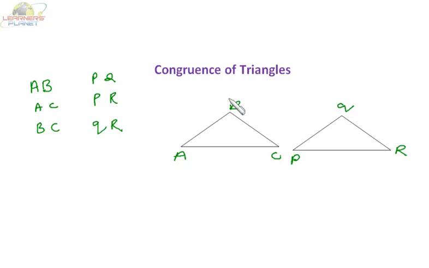Apart from that, it is also necessary that the three angles of this triangle should be congruent to the three angles of this triangle. That means angle A, angle B, and angle C should be congruent to angle P, angle Q, and angle R. That means there are 6 elements of the first triangle which are congruent to the 6 elements of the other triangle. So to prove that these two triangles are congruent to each other, we need to establish these 6 conditions.